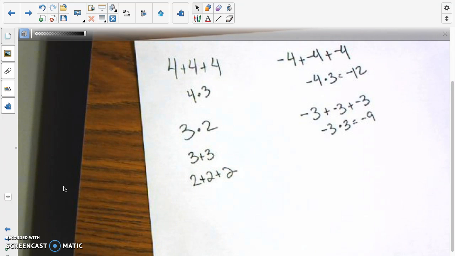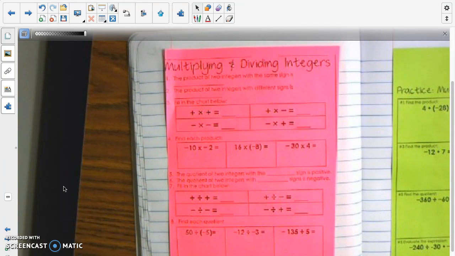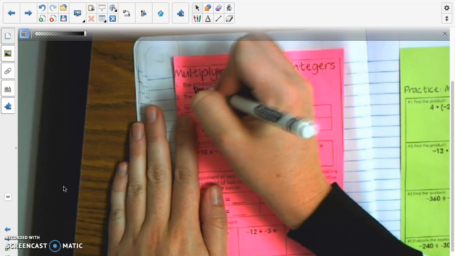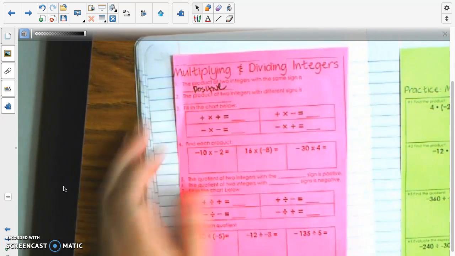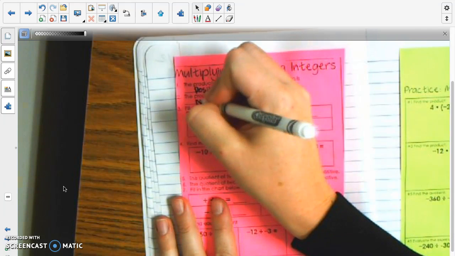So there are rules for multiplying and dividing integers, and what I love most about it is because they are the same. So we're going to start our notes. Okay, so we're going to start on your pink sheet. So the product of two integers with the same sign is going to be positive. The product of two integers with different sign, the answer will be negative.